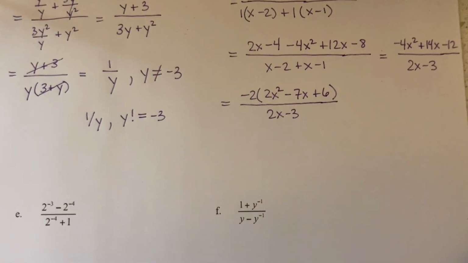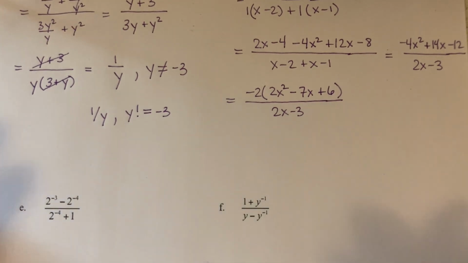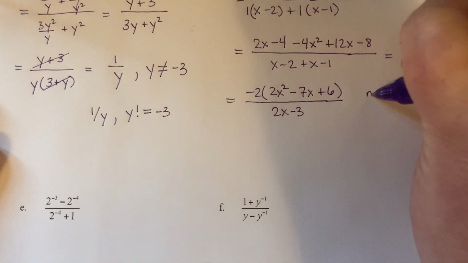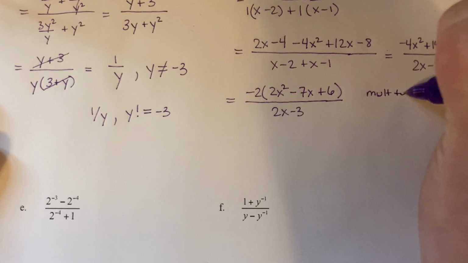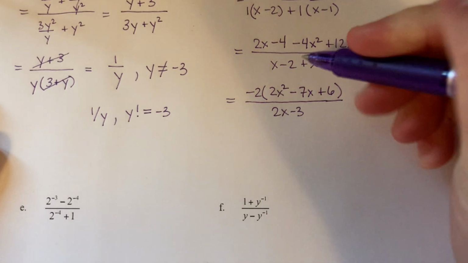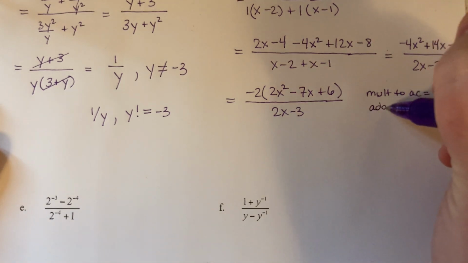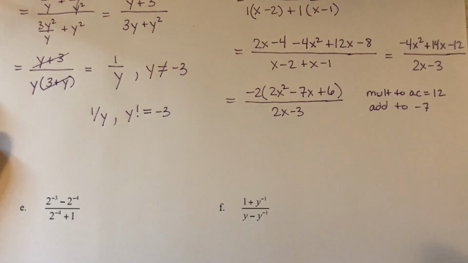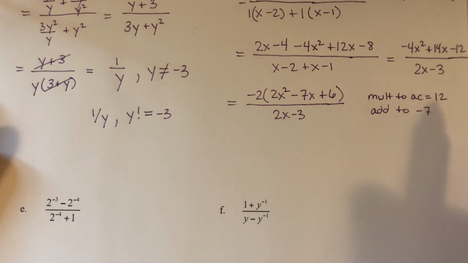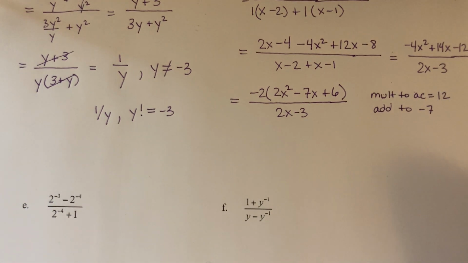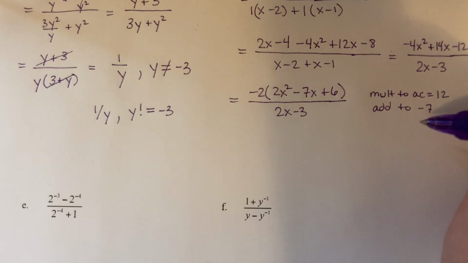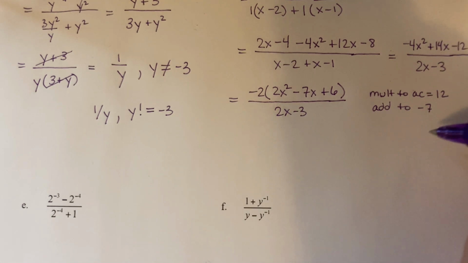This is an AC method problem. So I need to multiply to a times c, 2 times 6 equals 12, and add to -7, that b. So what could multiply to 12 and add to -7? I think it's -3 and -4.